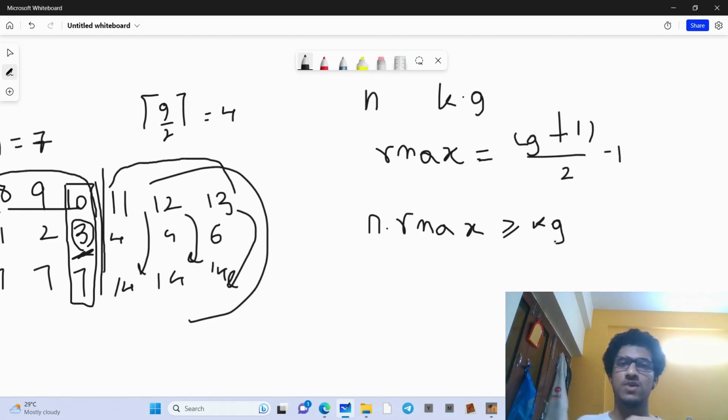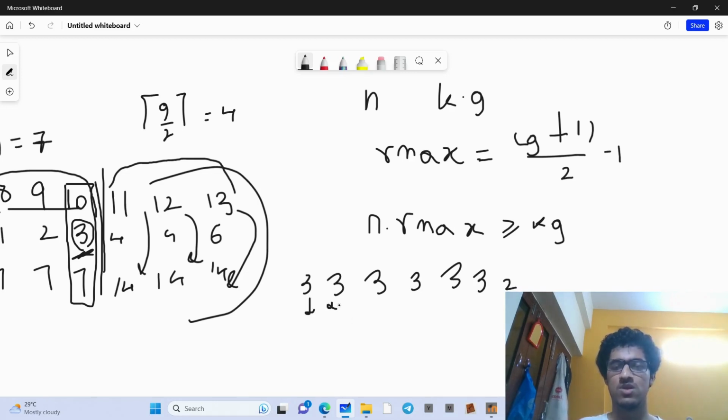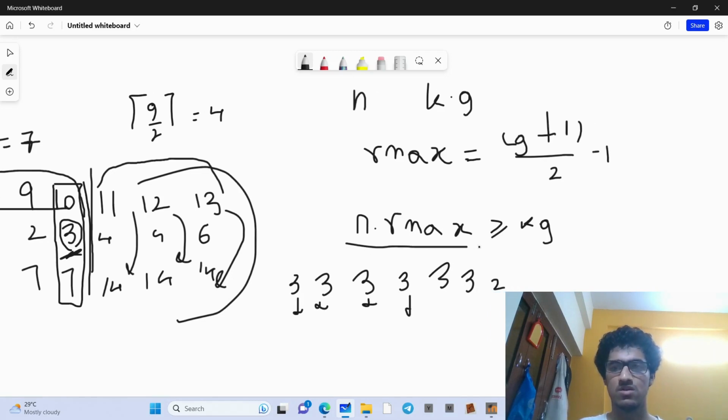Because now what we can do is fill all n, or some of them, we can assign 0, in which case it won't matter, but we can put all kg silver coins to these n people such that no one has more than Rmax coins, right? So suppose everyone has like 3 coins. We are continuing the case for g equals 7, and say one person has like 2 coins, and all of this in this case gets downscaled to 0, right? So n into Rmax is greater than kg, we are done.